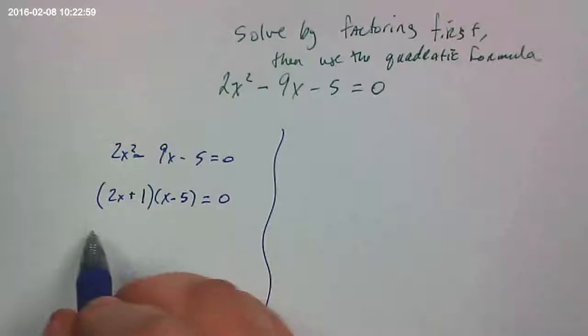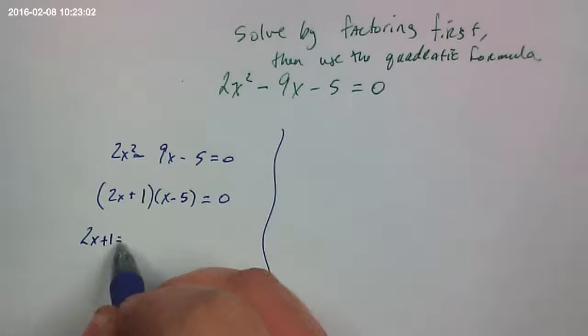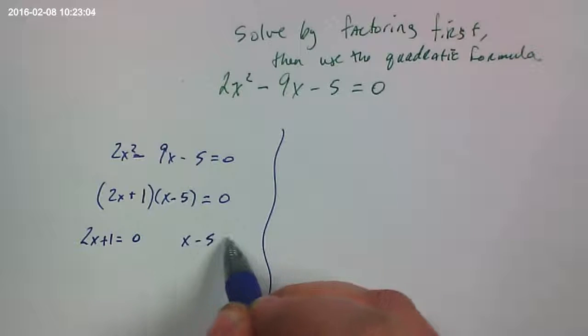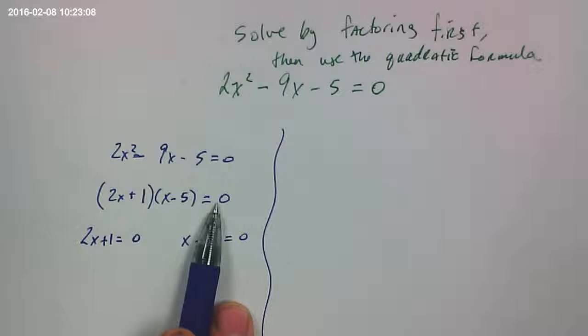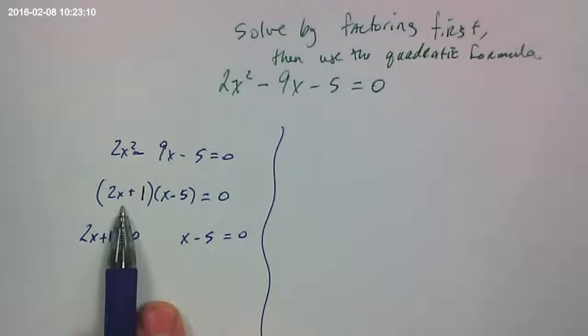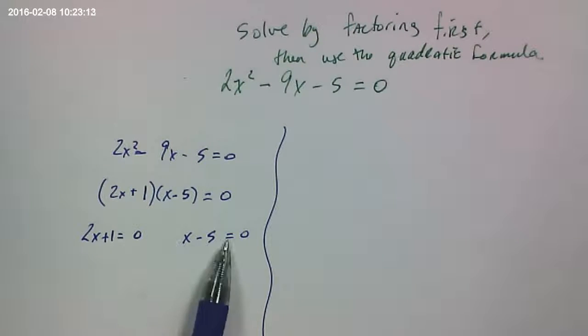Okay. So now you take each factor and you set them equal to 0, because what it says right here is you have two numbers and their product is 0 because they're multiplying. So then either this one equals 0 or this one equals 0.